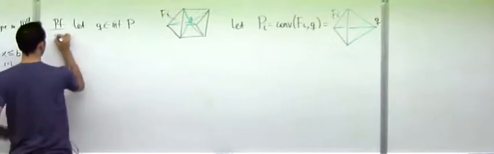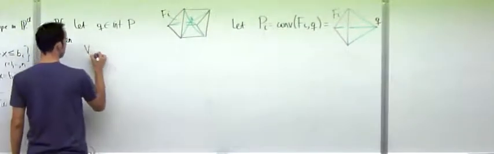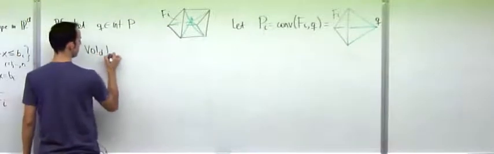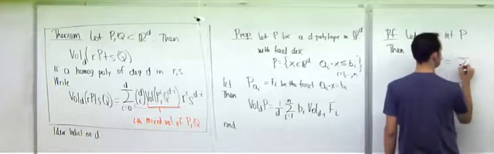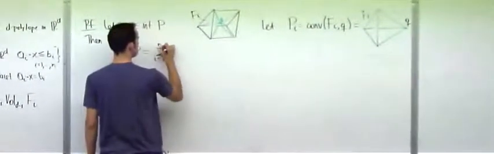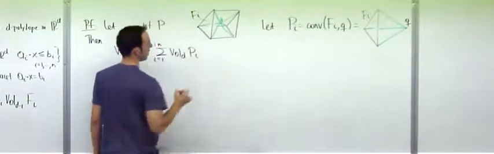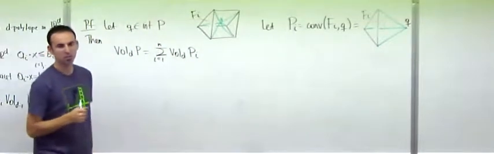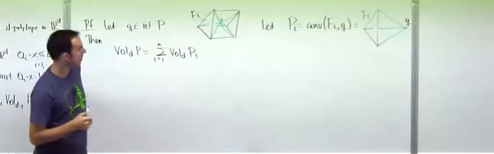The idea for why I want to do this is that this is a subdivision of my polytope. It's not a triangulation, but it is a subdivision. So I just have to add up the volumes of each one of these individual pieces. But the nice thing is that because each one of these is a pyramid, I know how to do that, right?